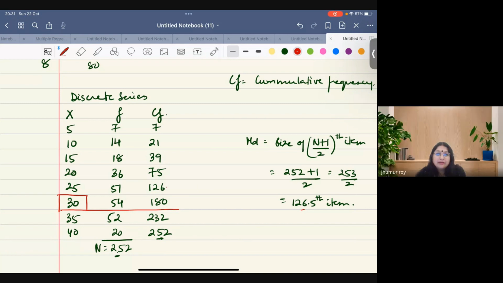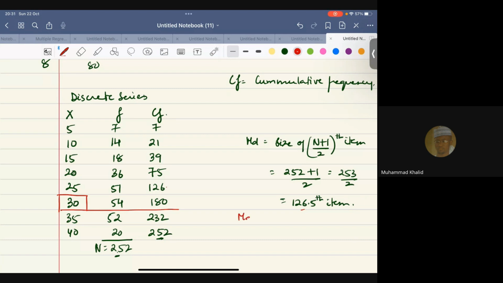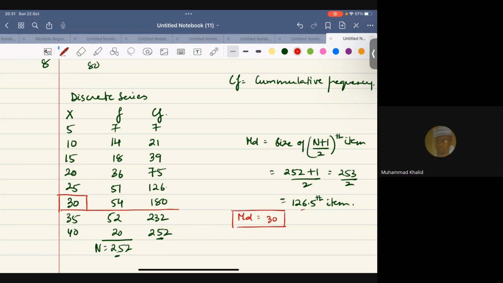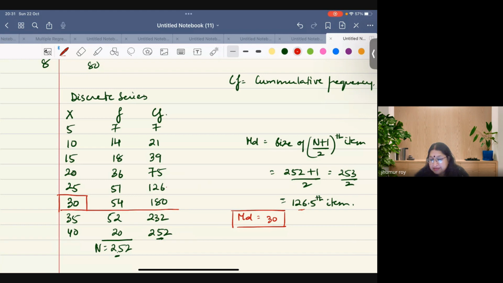Any question? Why do we choose 180? See, in this table, you have to see the next value which is greater than 126. Which value is greater than 126.5 in cumulative frequency? That's 180, right? So you have taken 180. And which is the median value? From where do we calculate median value? From X. So which is the corresponding X value? That is 30. So median value will be 30.